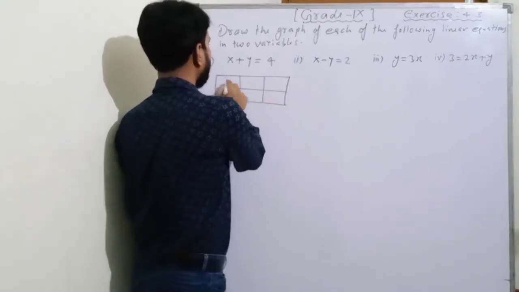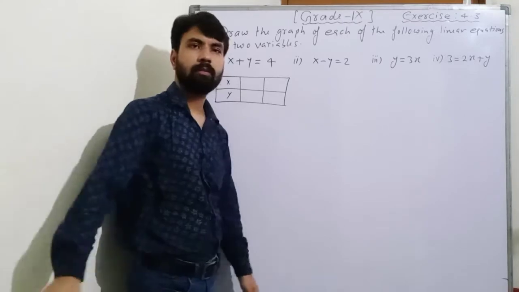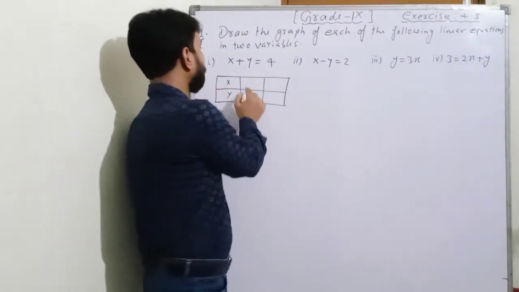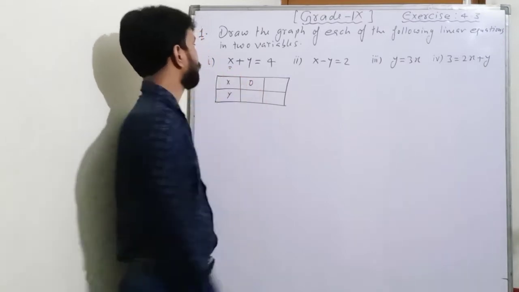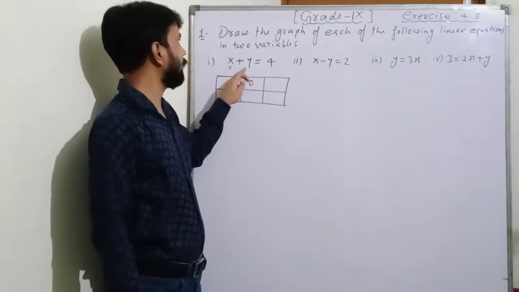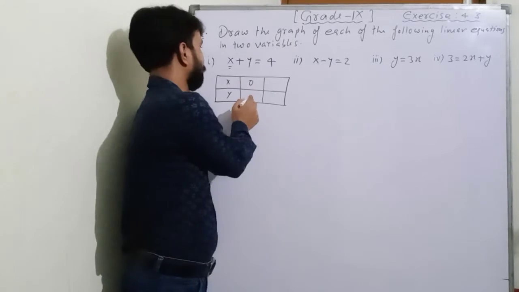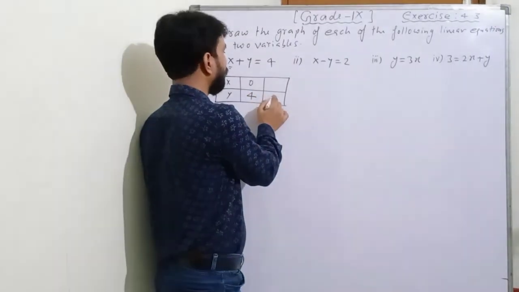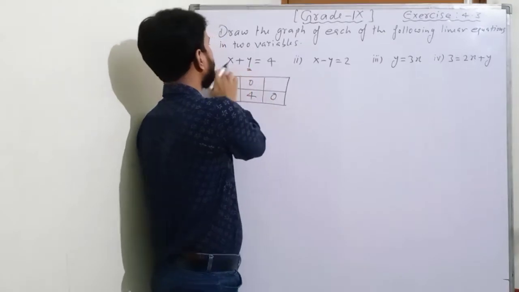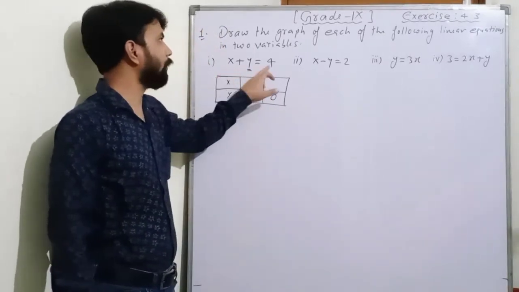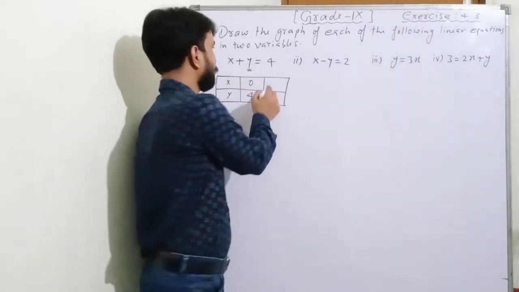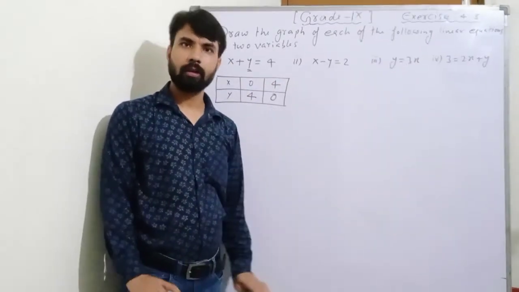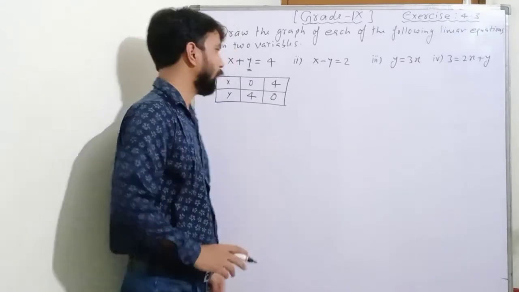I will find 4 points, means solutions. So x and y. If I put x equals 0, then the value of y will be 4, correct? Now if we put y equals 0, then the value of x will be 4. So these are the points of this linear equation. Now I am going to plot this graph.